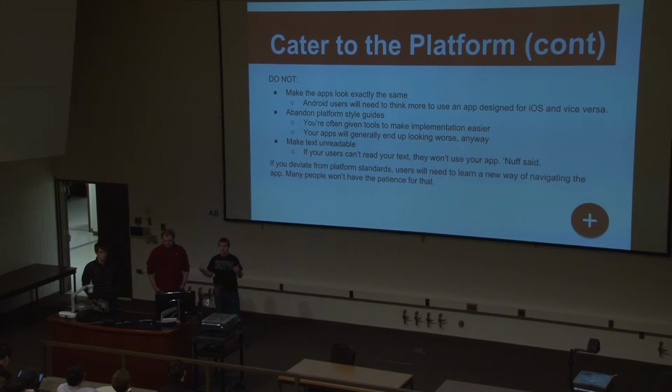Right. So also, don't abandon your platform style guides. Google and Apple have both written style guides for you to follow. They've got some nice examples up there. So whenever possible, follow those, because if you don't, generally your apps will end up looking worse. And if you make your text unreadable, that should be fairly obvious, but try to make it as easy to read as possible. Otherwise, nobody's going to use your app. If you deviate from these standards, your users are going to have to learn a new way of doing everything, and most people won't have the patience for that, so they'll just use something else.